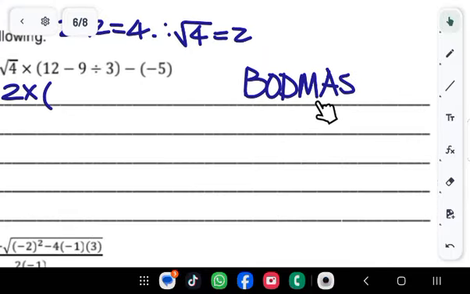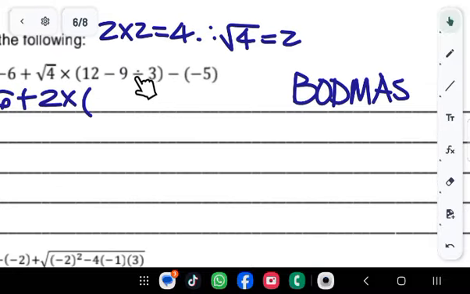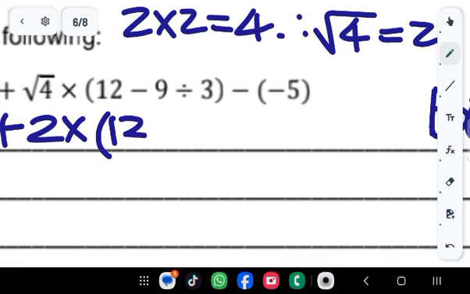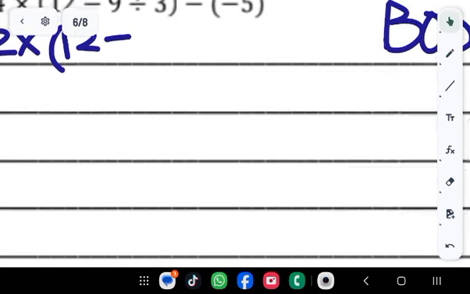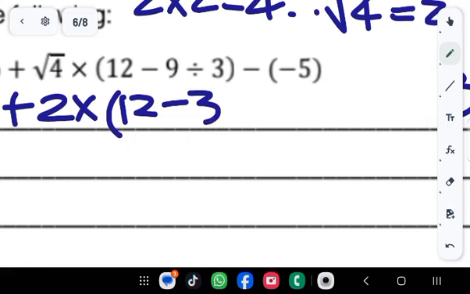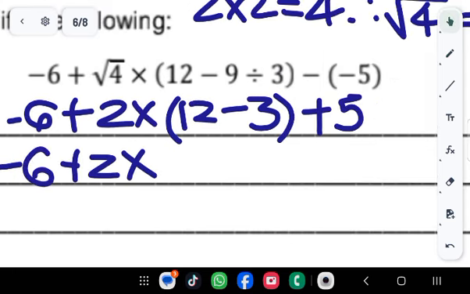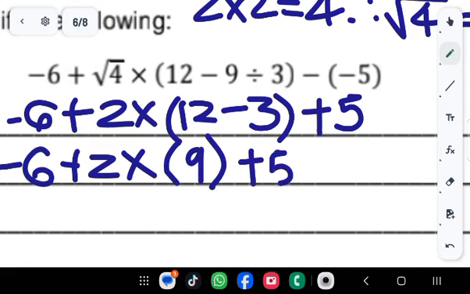According to the rule of BODMAS, we must divide before we multiply, add, or subtract. So let's divide before we subtract. That will be 12 minus 9 divided by 3, which is 3, because 3 times 3 is 9. Minus negative is plus, so that will be plus 5. Now that will give us negative 6 plus 2 times 12 minus 3, which is 9. So that's 12 times 9 plus 5.